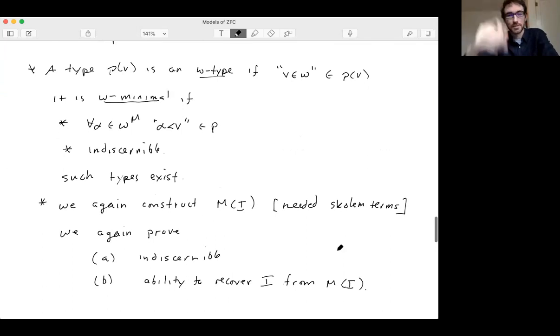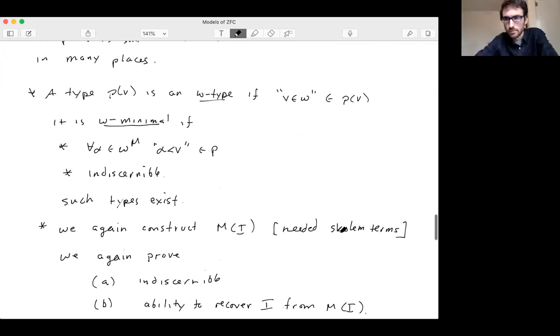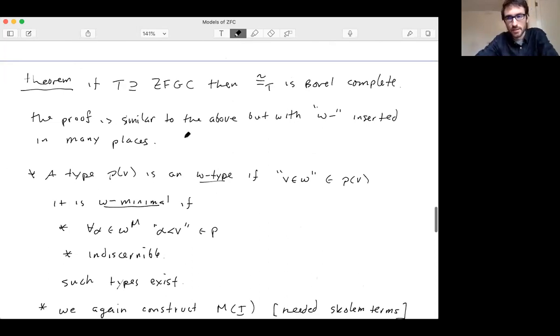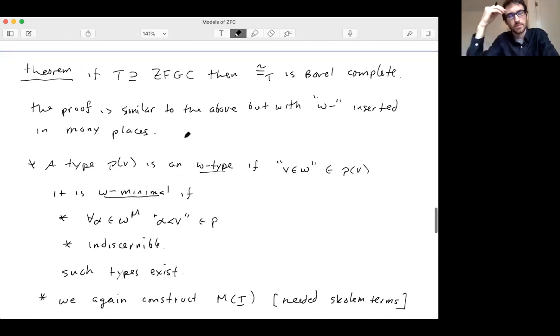I guess you have these extra terms, and I don't know what they say about omega. Does the question make sense? Right, we have this theory that extends ZFC. Those things that you could say about omega are just those things that could already have been said about any omega of any model of ZFC, right? I don't think the type can say more about omega.